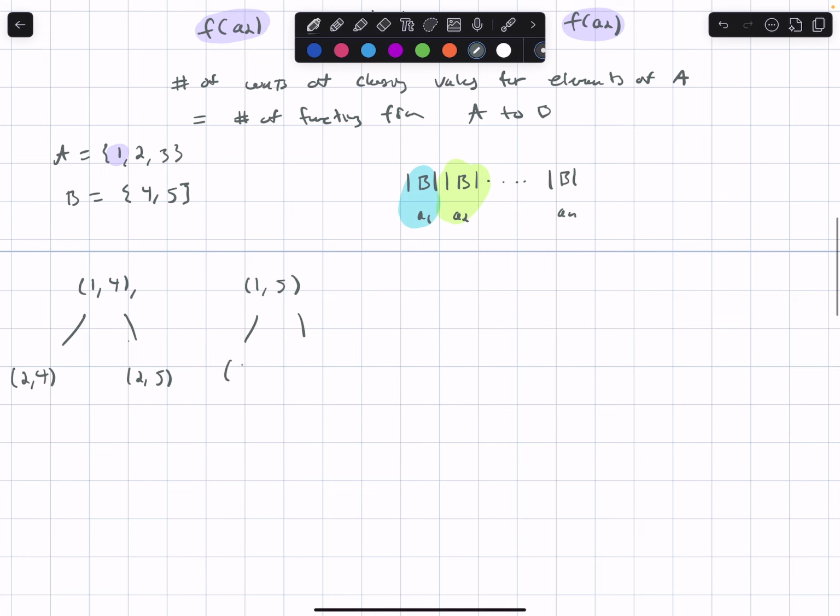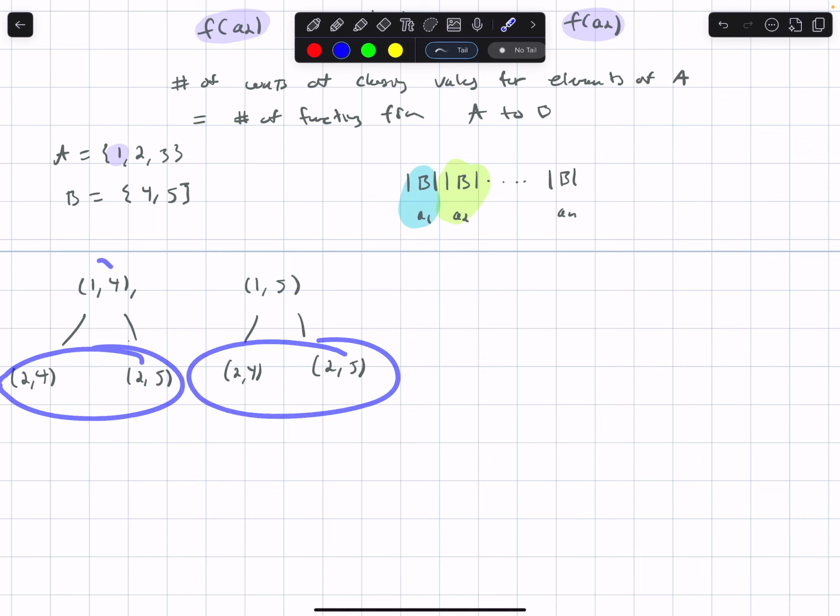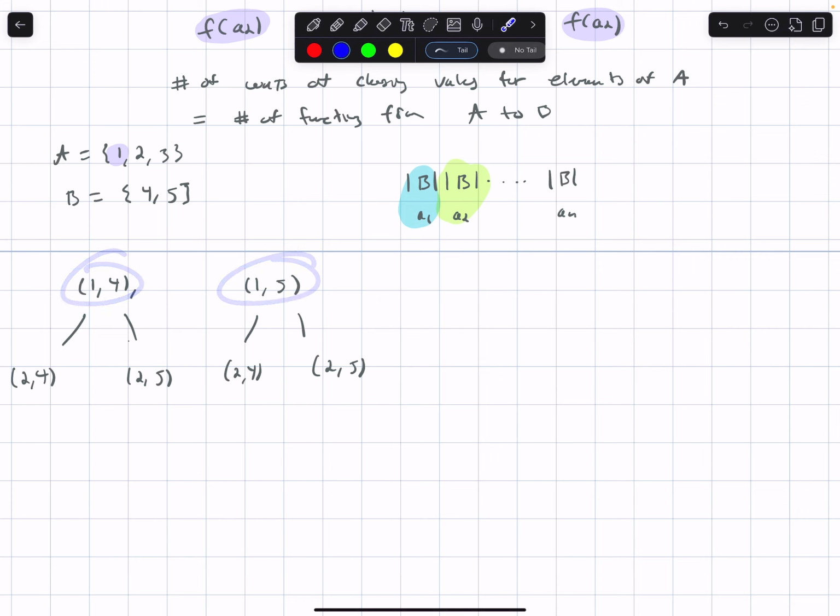With this one, same thing. I could send 2 to 4, or I could send 2 to 5. And now how many total functions do I have? 4. There are 2, because there were 2 options for where to send 1, times 2 options for where to send 2. So there are 4 at this point.